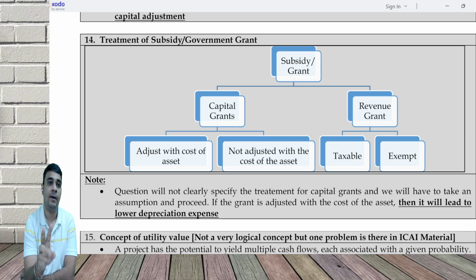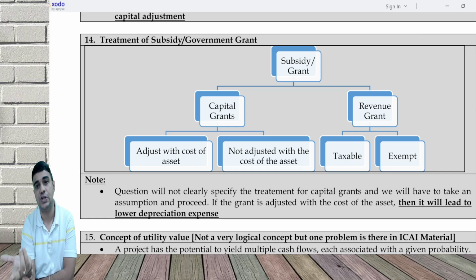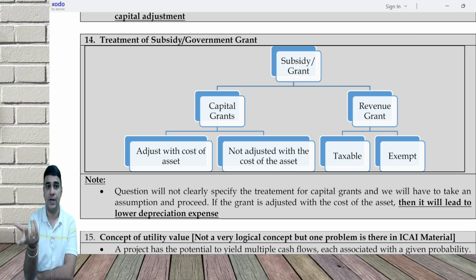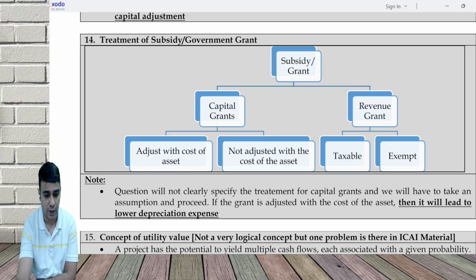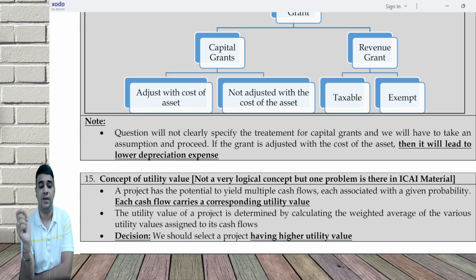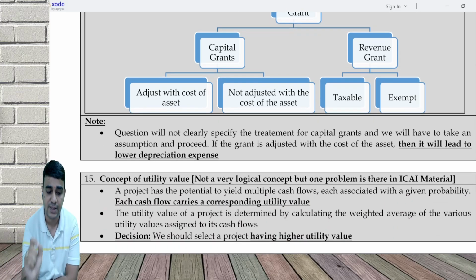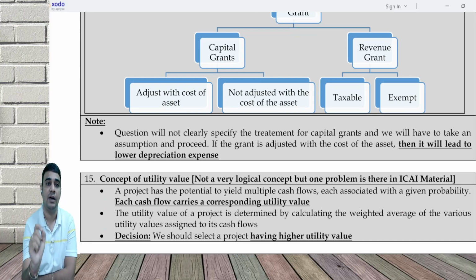You consider that, but it has one implication. The capital subsidy can be adjusted with the cost of the asset. If you adjust with the cost of the asset, there is lower depreciation in future. If you don't adjust with the cost of the asset, there is normal depreciation in future. The question will not clearly specify the treatment for capital grants, and you will have to take an assumption. If the grant is adjusted, then it will lead to lower depreciation expense.